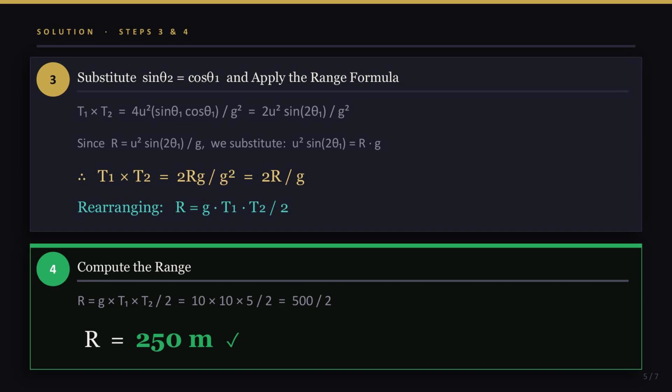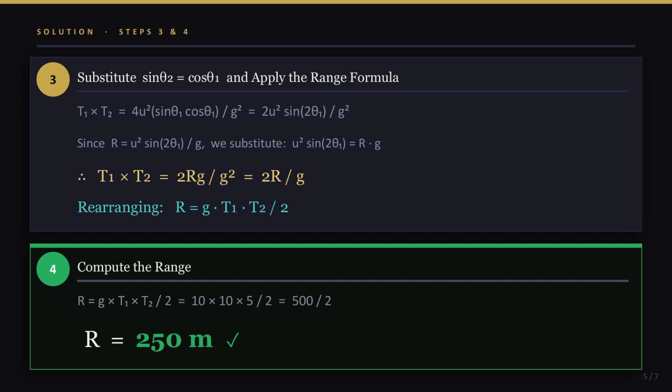Step 3. We now substitute sine θ2 equals cosine θ1 into the product we found. T1 times T2 becomes 4u squared times sine θ1 times cosine θ1, all divided by g squared. Using the double angle identity, this equals 2u squared times sine of 2θ1, divided by g squared. Now, from the range formula, we know that u squared times sine of 2θ1 equals R times g. Substituting that in, T1 times T2 equals 2Rg divided by g squared, which simplifies to 2R over g. Rearranging, we get R equals g times T1 times T2, divided by 2.